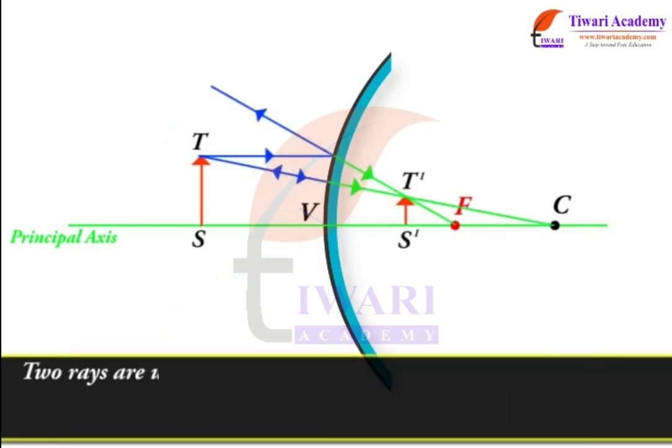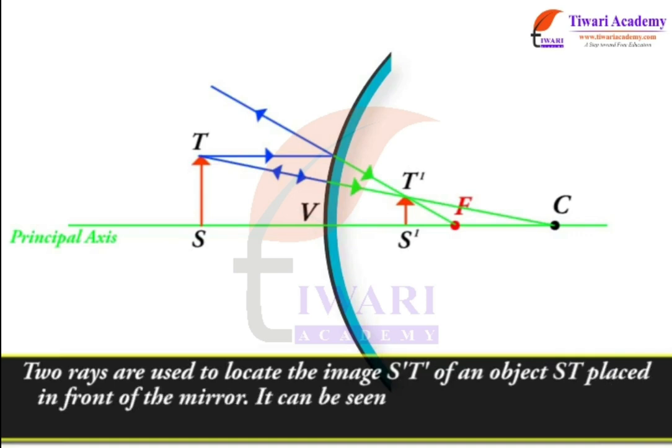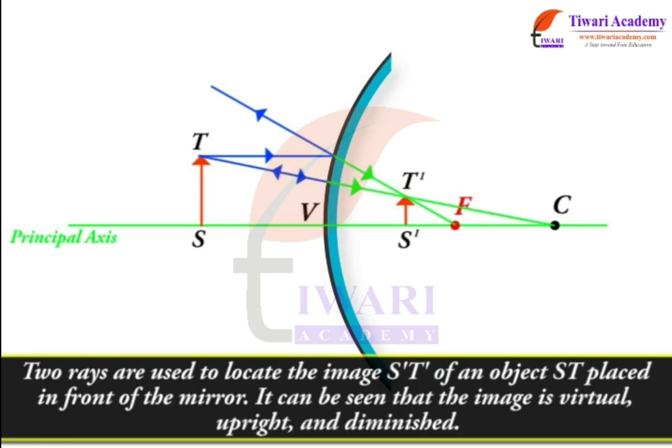Two rays are used to locate the image S1T1 of an object ST placed in front of the mirror. It can be seen that the image is virtual, upright, and diminished.